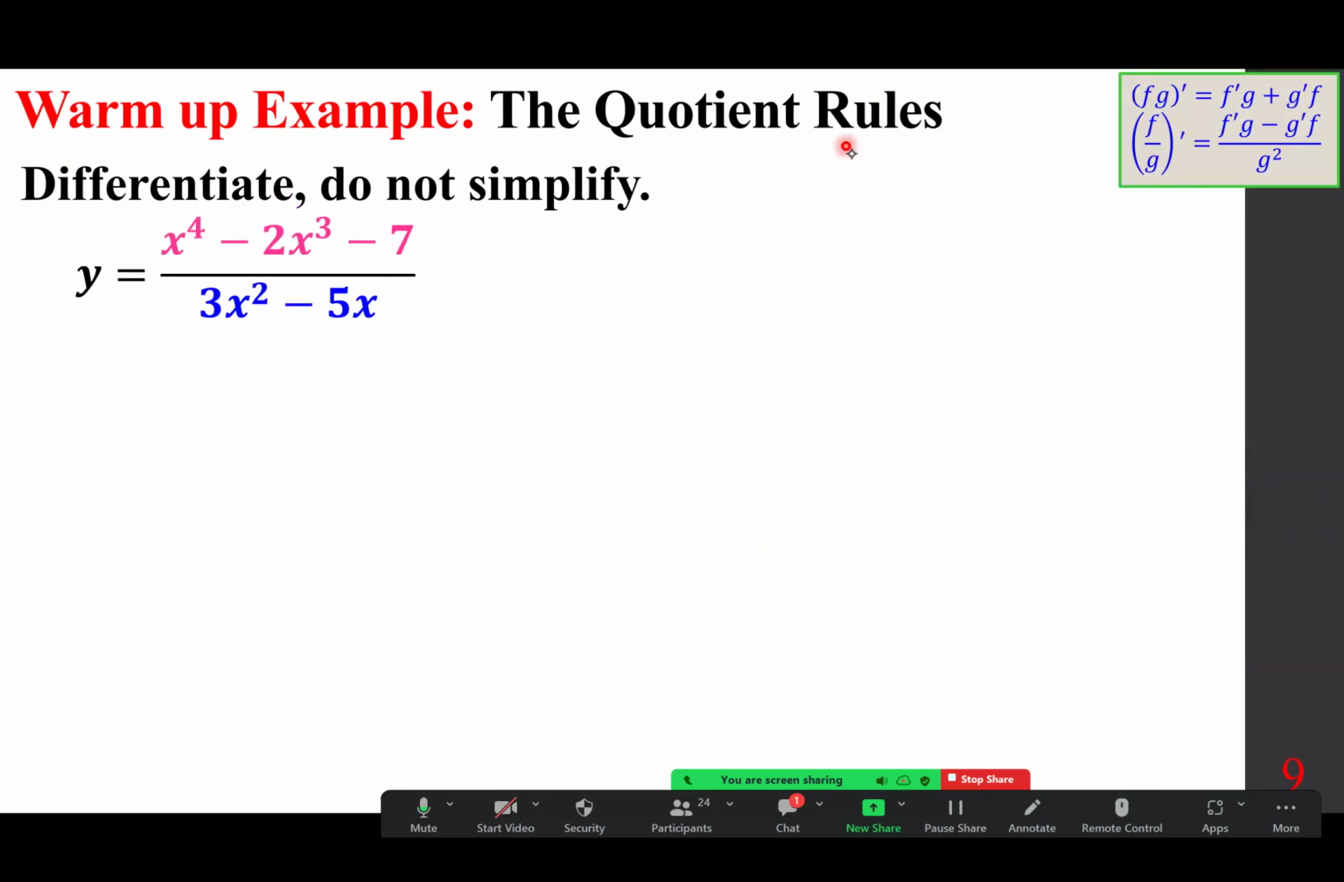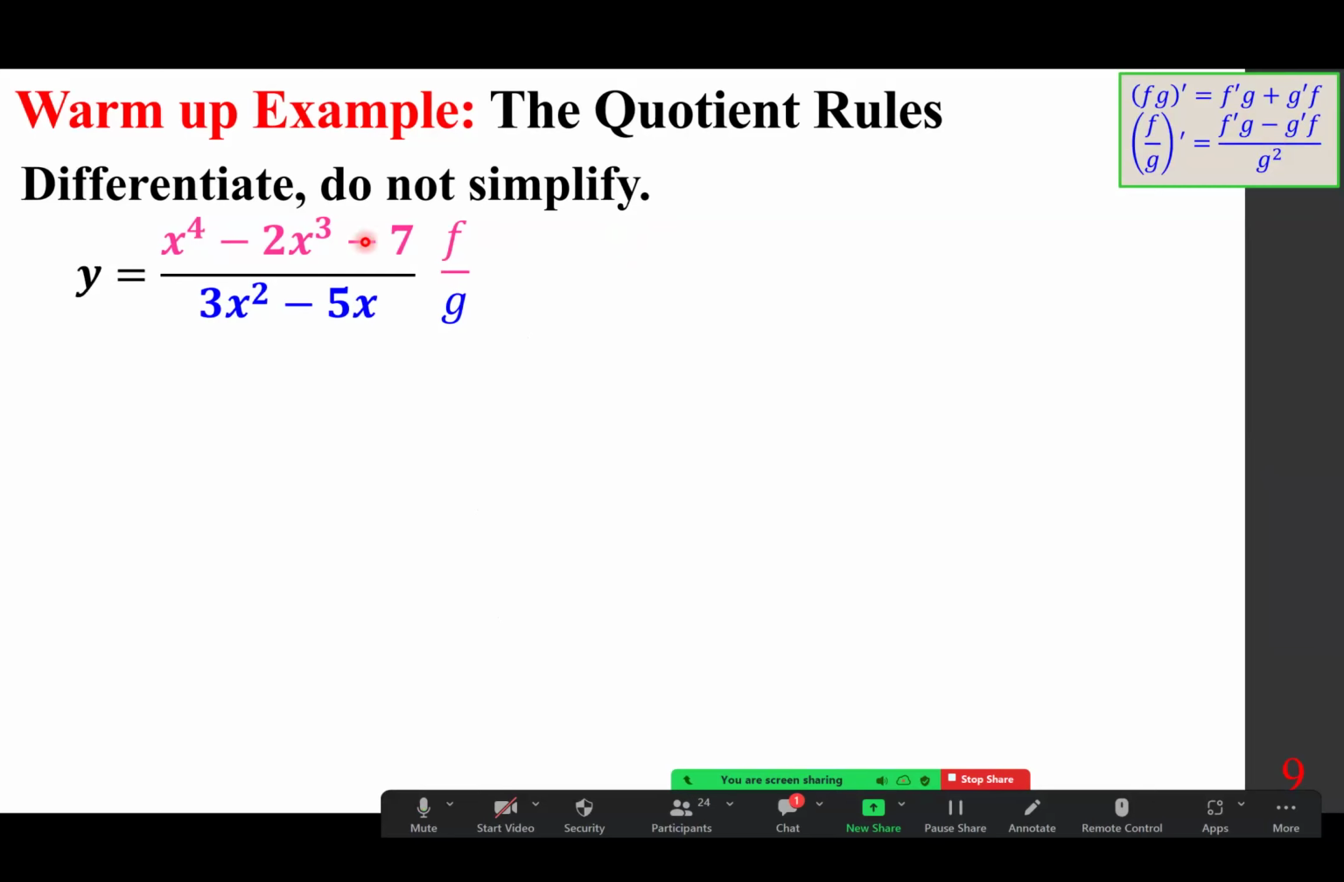Again, a warm-up example using the quotient rule: differentiate, do not simplify. Bear in mind, this requires simplification, everybody, after you do that. However, there is no need to do that for this specific question. And to do so, we are going to follow f over g prime is f prime g minus g prime f over g squared. We're going to give it a name. The top is the f function, the bottom is the g function. And so according to this, f prime g minus g prime over g squared.